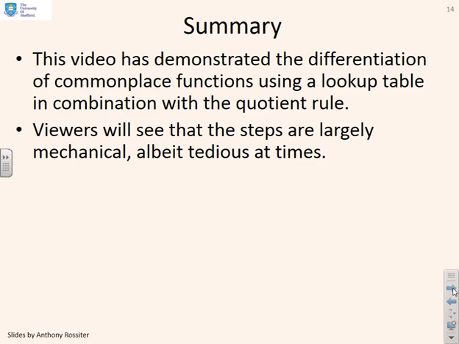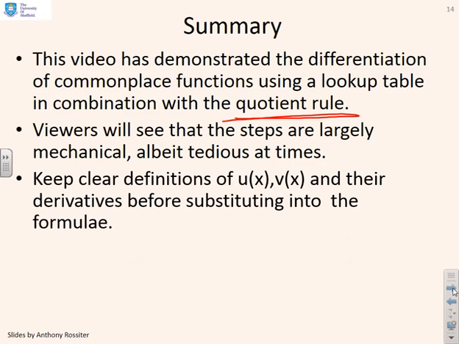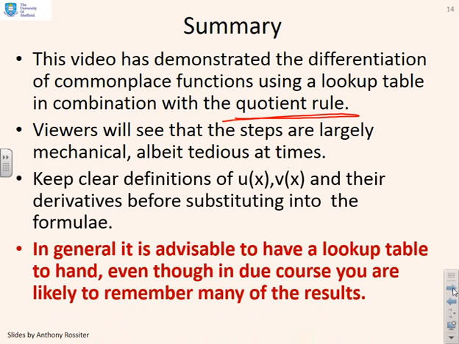So in summary, this video has demonstrated the differentiation of commonplace functions using a lookup table in combination with the quotient rule. And viewers will see the steps are largely mechanical, albeit tedious at times, and the expressions can end up being quite messy, but that doesn't really matter. What you should do is keep clear definitions of u of x, v of x, and their derivatives, and then just substitute them into the formula. In general, it's advisable to have a lookup table to hand, even though in due course you are likely to remember many of the results.